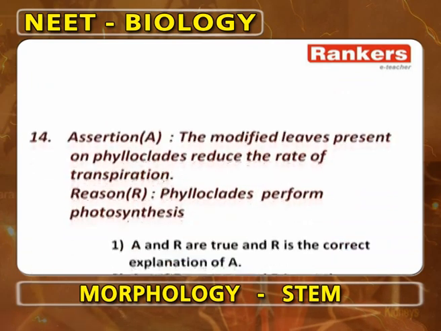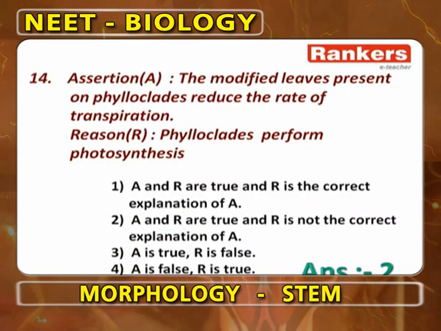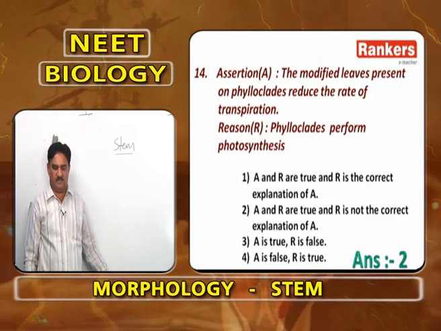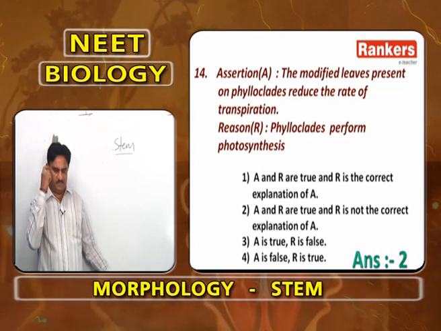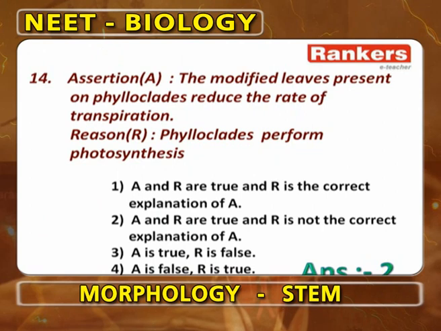Next, assertion and reasoning. The modified leaves present on phylloclades reduce the rate of transpiration is correct. That is scales. Phylloclades perform photosynthesis. Both are not related. So A and R are correct, but R is not the correct explanation of A.